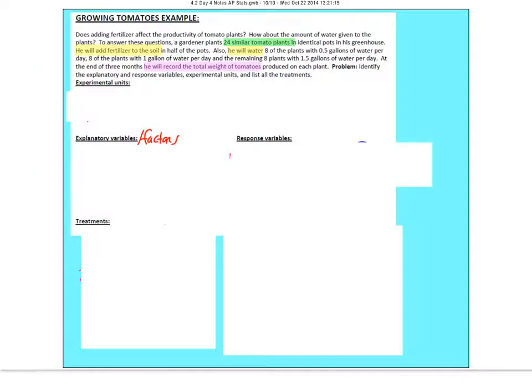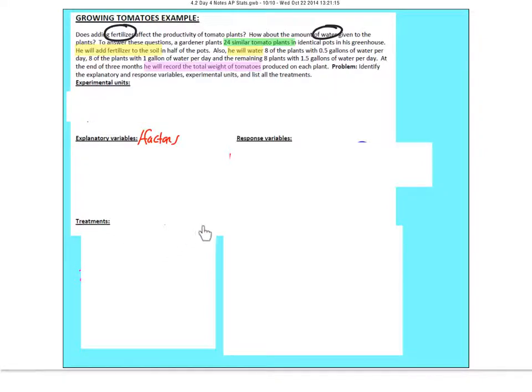Let's look at one more example here. Growing tomatoes. Does fertilizer affect the productivity of tomatoes? How about the amount of water given to the plants? So we're looking at here, again, fertilizer, and we're looking at water. To answer these, a gardener plants 24 similar tomato plants in identical pots in a greenhouse. He will add fertilizer to the soil in half the pots. He will also add water, 8 of the plants with a half a gallon of water per day, 8 of the plants with 1 gallon of water per day, and the remaining 8 with 1.5 gallons of water per day. At the end of 3 months, he will record the total weight of the tomatoes produced on each plant.